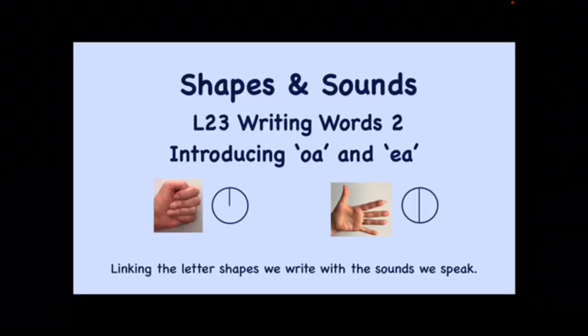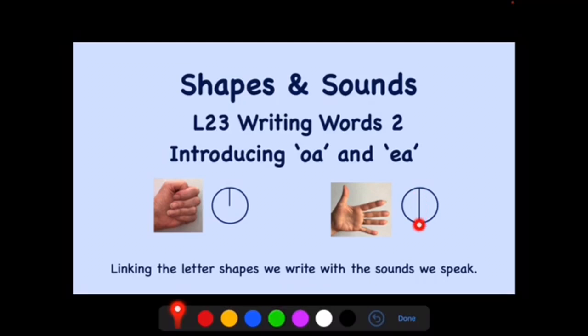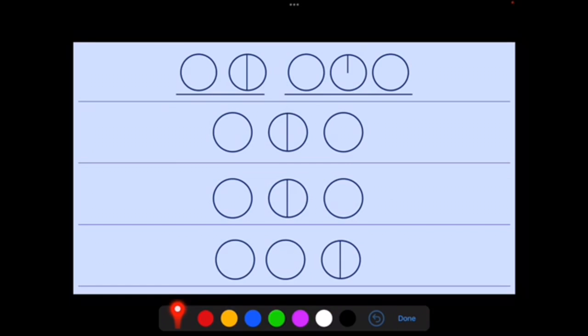Hello again and welcome to the second Lesson 23 Writing Words 2, where we are introducing two more spelling choices for long vowel sounds when we hear them in the middle of a word. We have covered end of a syllable or all on its own in a syllable, first choice and second choice in a word. We haven't yet covered the spelling for the end of a word for any of them.